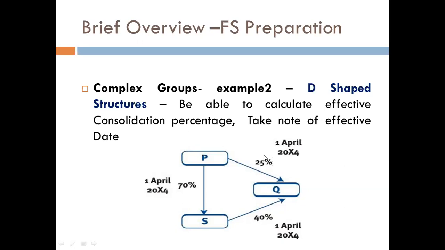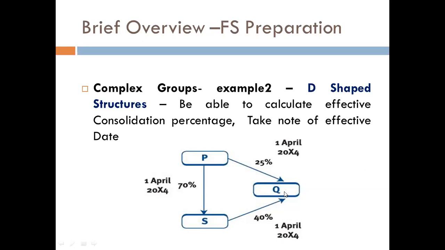If we add them to the 25% that it has invested directly, they might be added up, 40 to 25, or let's say if you take 70% of 40, it could be 28. 28 plus 25 could be 53, which is, of course, an indication that actually even Q is controlled and still needs consolidation.